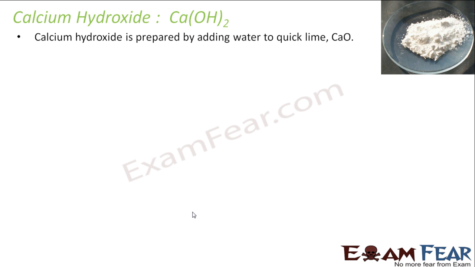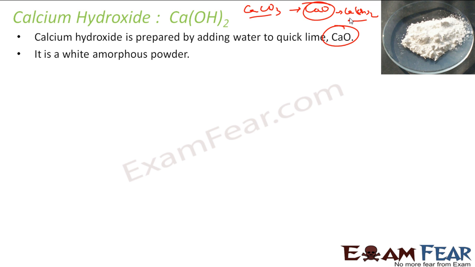The next is calcium hydroxide. It is prepared by adding water to quicklime. So I have seen calcium carbonate. From calcium carbonate I got calcium oxide, right? And from this only I'll get calcium hydroxide. And it is also a white amorphous powder. Let me give the reaction of forming Ca(OH)2. So I have CaO, I react with water, I get Ca(OH)2.